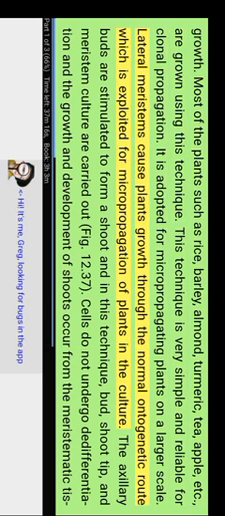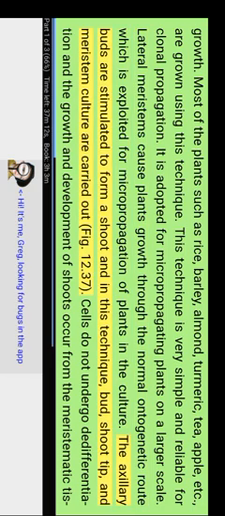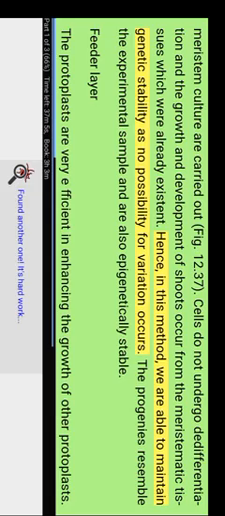Lateral meristems cause plant growth through the normal ontogenetic route, which is exploited for micropropagation of plants in the culture. The axillary buds are stimulated to form a shoot and in this technique, bud, shoot tip, and meristem culture are carried out. Figure 12.37. Cells do not undergo differentiation and the growth and development of shoots occur from the meristematic tissues which were already existent. Hence, in this method, we are able to maintain genetic stability as no possibility for variation occurs. The progenies resemble the experimental sample and are also epigenetically stable.